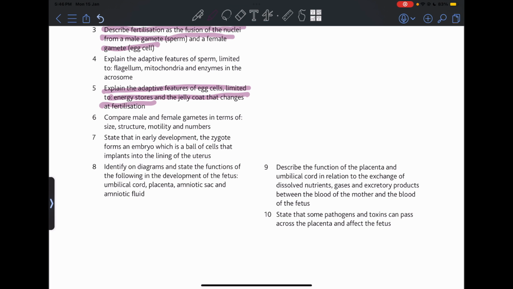Number 6 says compare female and male gametes in terms of size, structure, mortality, and numbers.